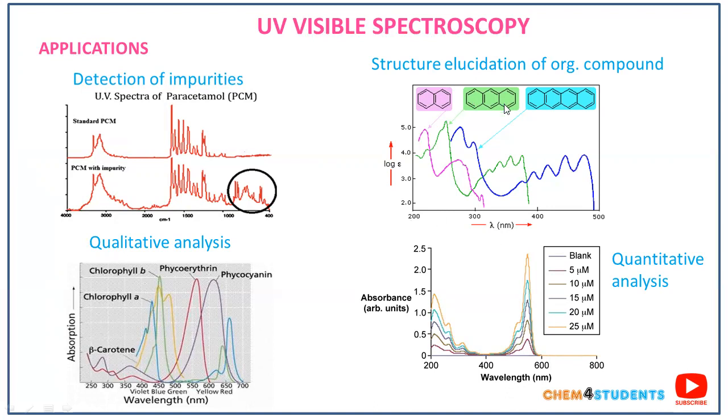And also this UV visible spectroscopy is useful for studying kinetics of reaction. We have first order reaction, second order reaction. Many types of reactions can be easily studied by this UV visible spectroscopy. Here we are passing UV visible radiation through the reaction cell. And here we can easily observe that absorbance changes.